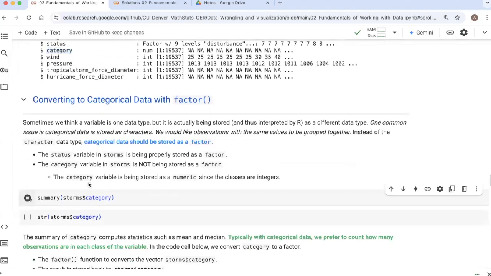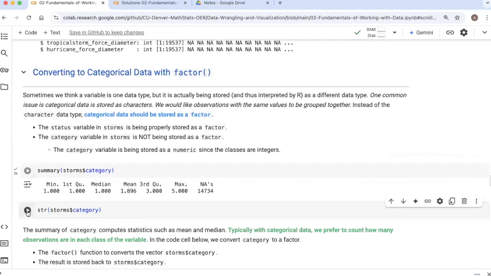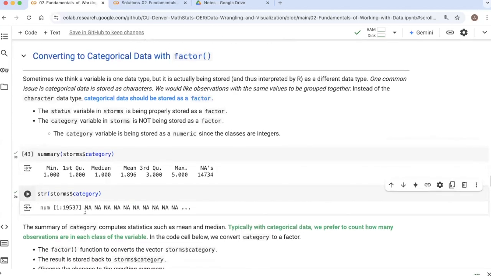So if I run a summary on the category, rather than it telling me how many storms in the data set were category 1, how many were category 2, how many were category 3, it's telling me information like what is the median and the mean category, which really doesn't make any practical sense. Like, what is the mean category of the storms in the data set? And again, that's because it's storing category as a decimal.